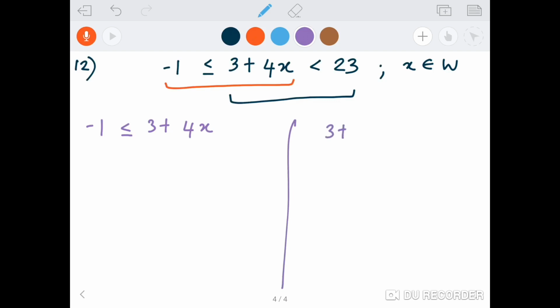So again, split it up into your two inequalities. First one is going to be minus 1 less than or equal to 3 plus 4x. The second one is 3 plus 4x is less than 23. Alright, I want you to try this on your own. This is very simple. Please pause this video at this time, finish the problem, and then we'll take it forward.